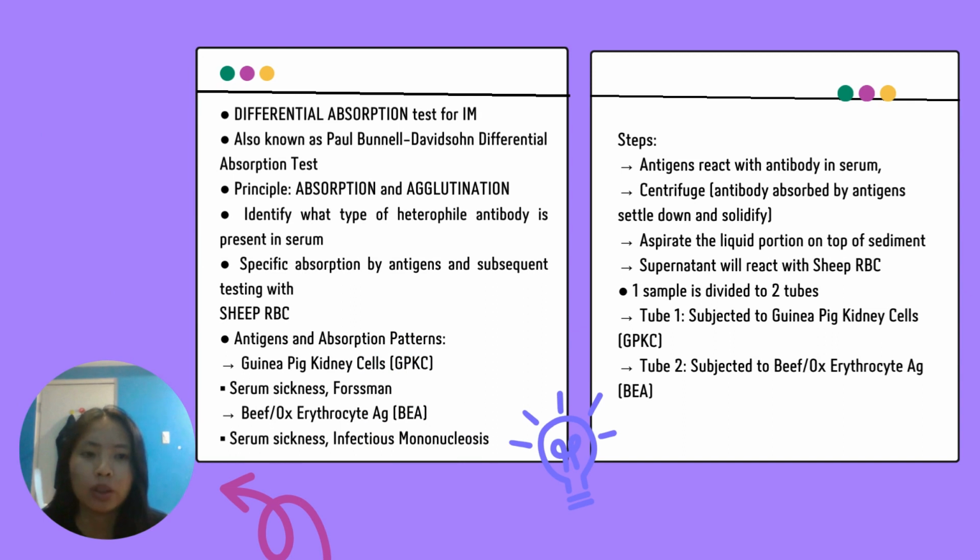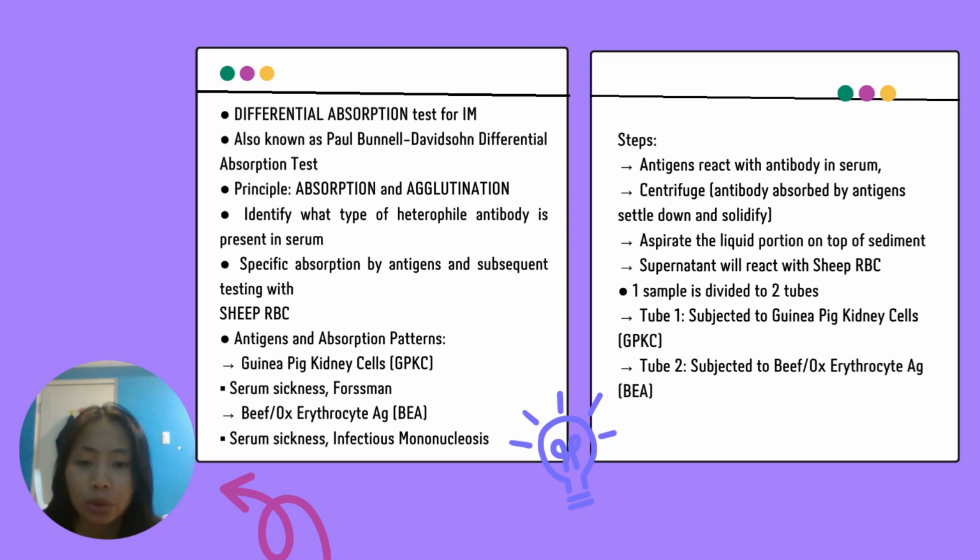So for our next test is the Davidson test. This is a differential absorption test, also known as the Paul-Bunnell-Davidson differential test. It is a laboratory test used to differentiate between two types of heterophile antibodies, which are the Forssman antibodies and the Epstein-Barr virus associated antibodies. Heterophile antibodies are antibodies that can react with antigen from a variety of species, including humans, horses, sheep, and oxen.